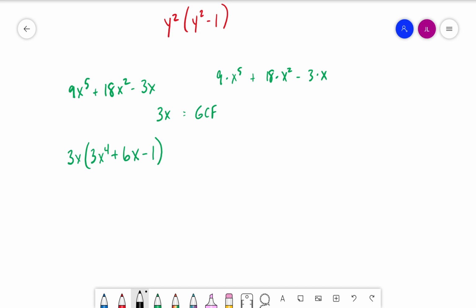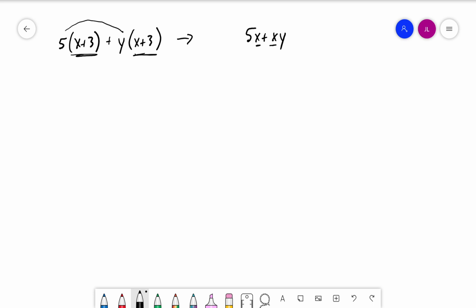Now, what if we have an instance where we have something like 5 times x plus 3, plus y times x plus 3? Well, remember, if this were the same as 5x plus xy, we know our x's are common between the two. In this case, our binomials are considered a term unto themselves. So basically, we can factor this by taking the common factor out and multiplying it by the sum of these two terms. So we can say this is the same as 5 plus y times x plus 3.